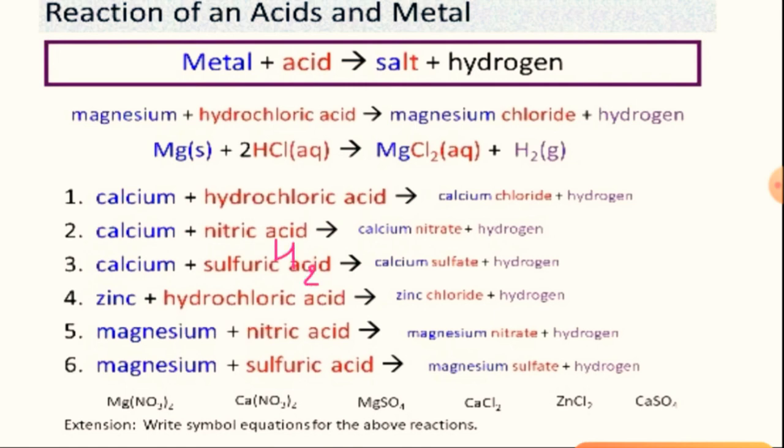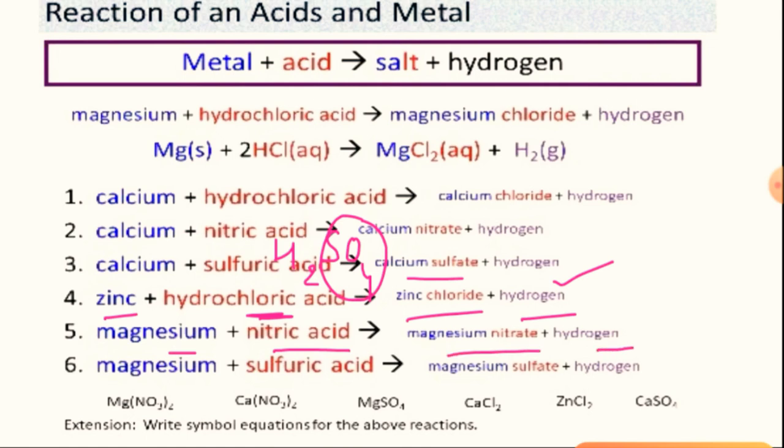So it will react with sulfate in this sulfuric acid. Calcium will react with this sulfate and forms calcium sulfate, and hydrogen gas will be displaced out. Similarly, if we take some other metals like zinc, zinc will react with the chlorine and form zinc chloride, and hydrogen gas will be produced. Magnesium reacts with the nitric acid, so magnesium will react with the nitrate and forms magnesium nitrate, and hydrogen gas will be produced.